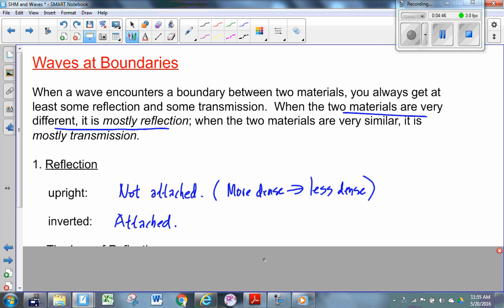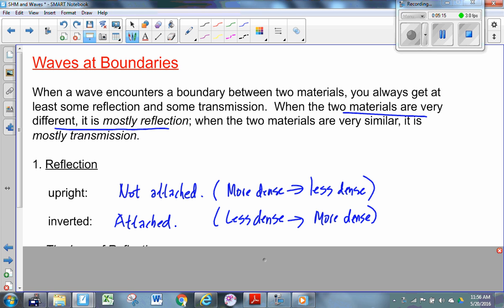So when you're going from slinky to air, slinky is more dense, the air is less dense, then the wave is going to be reflected, or at least the portion of the wave that's reflected is going to be reflected right side up, because you're going from more dense to less dense. On the other hand, when you're going from less dense to more dense, that was when you were going from slinky to person in the demonstration yesterday, we found that the wave was reflected upside down.